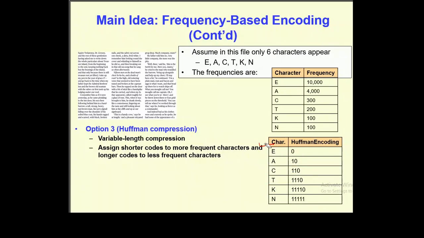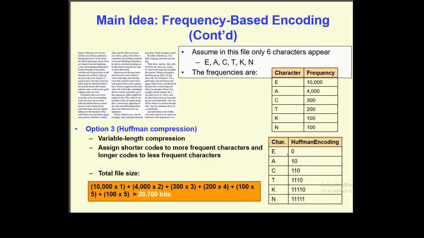Then if we find out the total storage space requirement, the requirement for E will be 1 bit and its occurrence is 10,000. So the total requirement will be 10,000 multiplied by 1, plus the requirement for A, which is 2 bits, and its occurrence is 4,000. So it will be 4,000 multiplied by 2, and so on for the other characters as well. So the total size requirement for the whole file, if we assign each character a different size pattern, will be 20,700 bits.